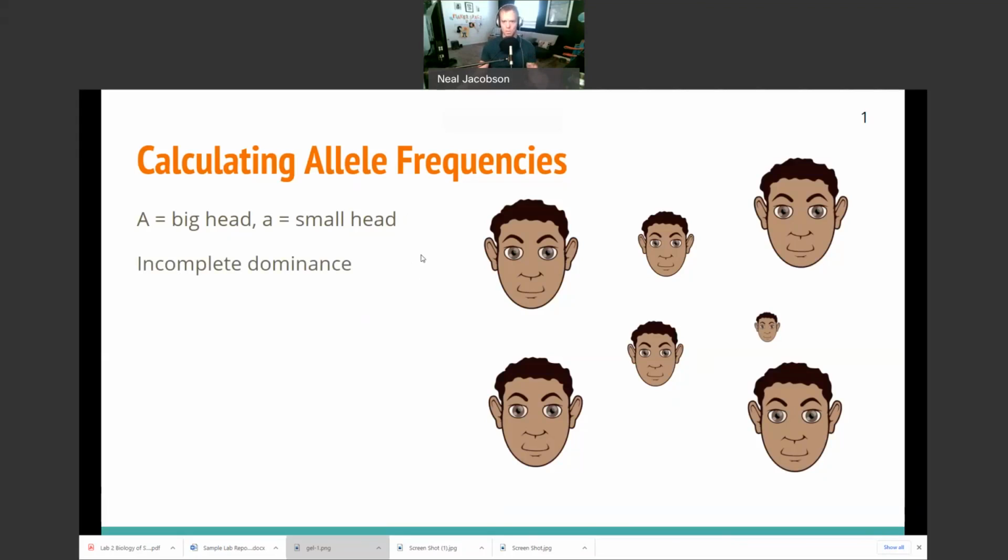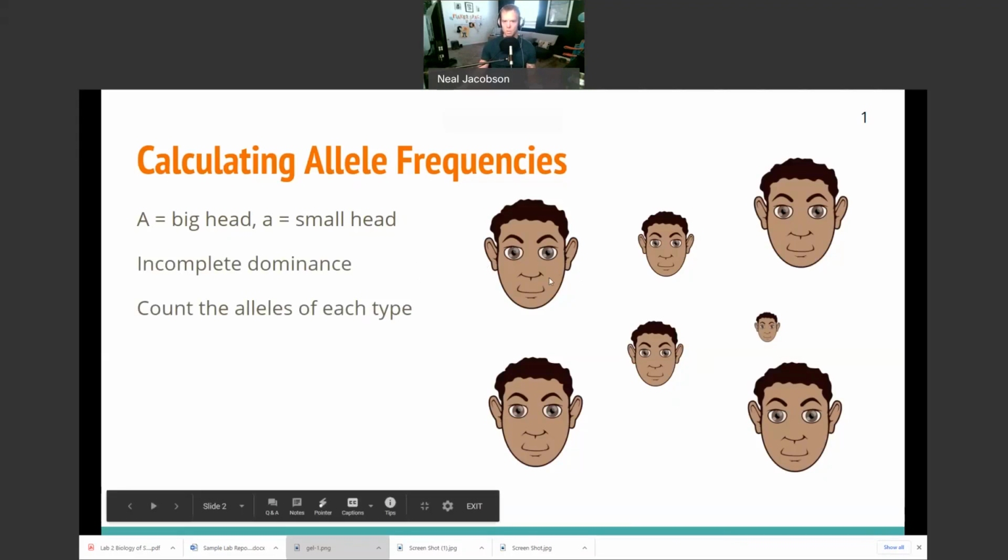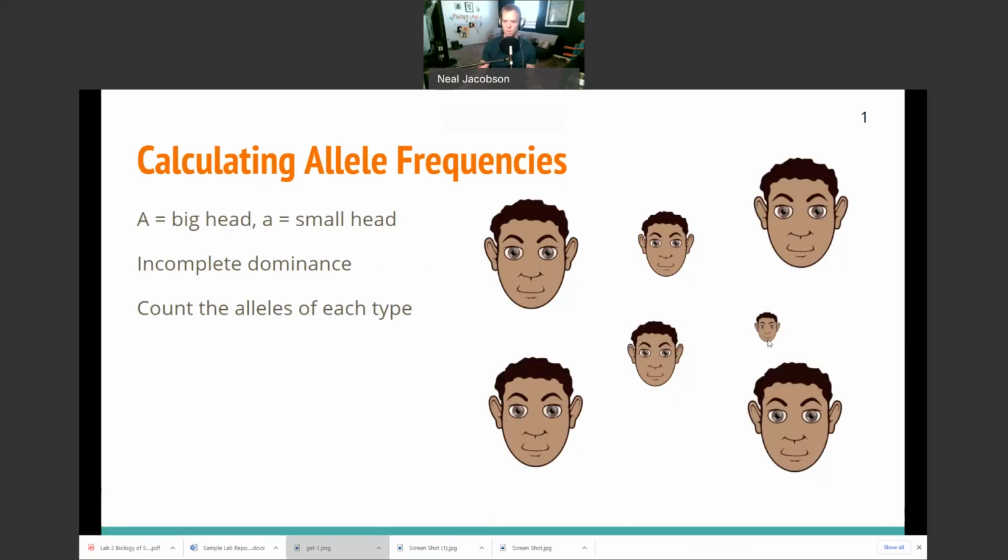So in this particular case, we have incomplete dominance in this population. A big A allele is going to code for a big head. A little a allele is going to code for a small head. And if you happen to be heterozygous, you're going to have just a normal size head. Okay, so let's go count the number of alleles.